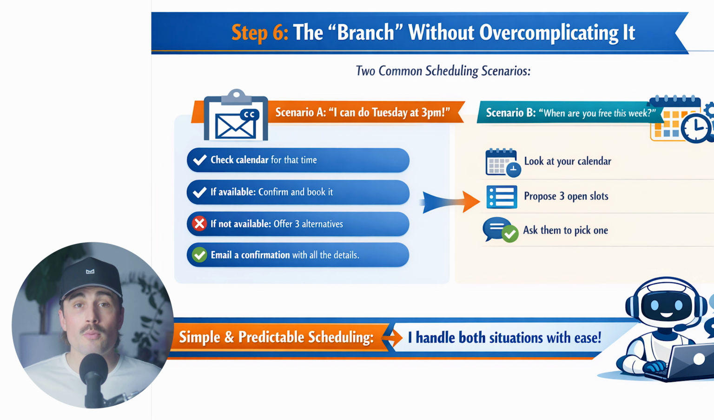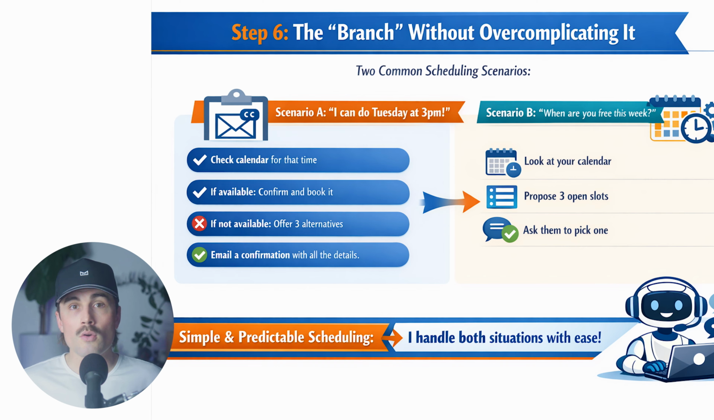Step 6, the branch, without overcomplicating it. All right, so now let's talk a little bit about branching, the realistic way. There are 2 common situations you'll run into. Scenario A, they propose a time. For example, can we do Tuesday at 3 p.m.? Your assistant should check your calendar for that time. If it's available, confirm and book it. If not available, offer 3 alternatives.